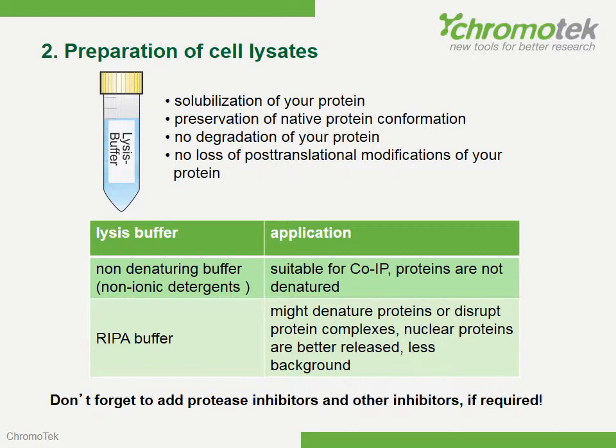But as I said, for many proteins, you need mainly two buffers. The first buffer is a non-denaturing buffer. It contains Triton or NP40. This buffer is very suitable if you want to do co-IPs, since it does not denature your protein. But you might have problems to solubilize some proteins like nuclear proteins.